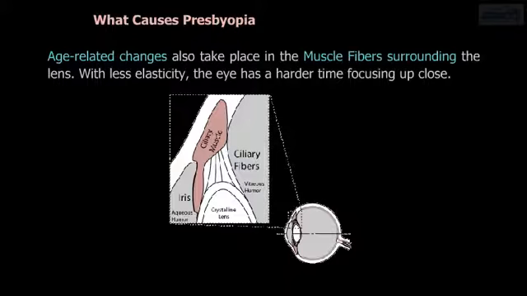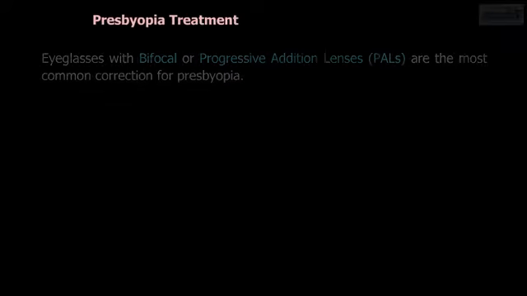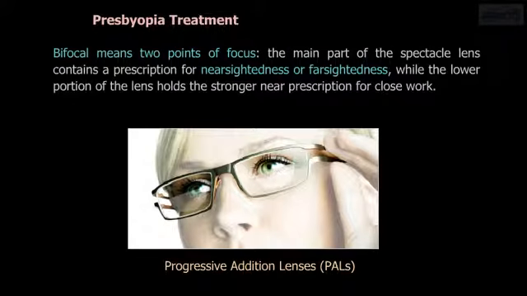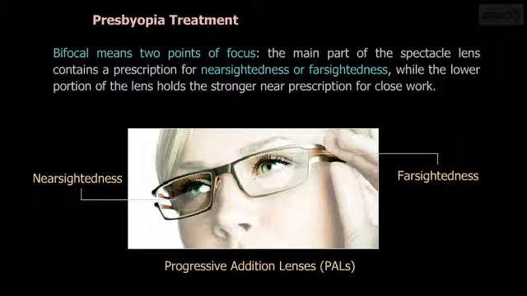Presbyopia treatment. Eyeglasses with bifocal or progressive addition lenses, PALs, are the most common correction for presbyopia. Bifocal means 2 points of focus. The main part of the spectacle lens contains a prescription for nearsightedness or farsightedness, while the lower portion of the lens holds the stronger near prescription for close work.